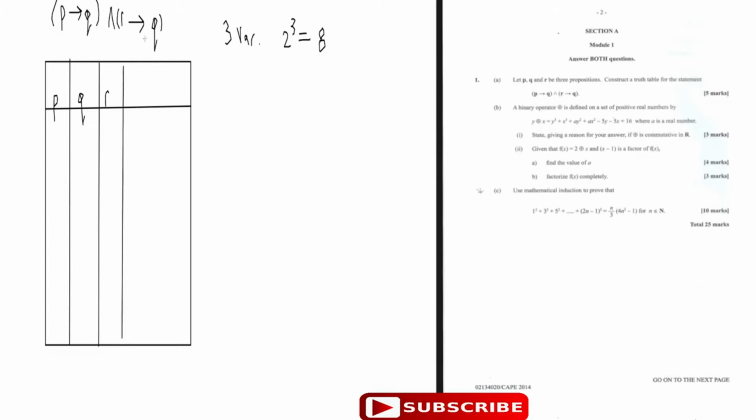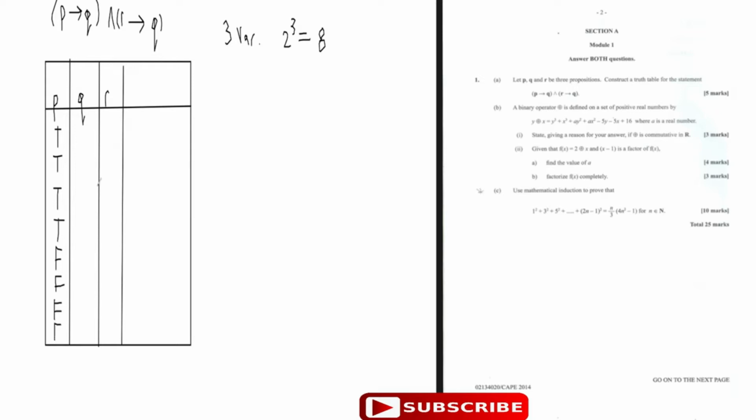So now let's put in the outcomes. We know that for P it's going to be 4 true and 4 false. You can write the 4 true first, then the 4 false. You don't have to use true and false. You can use ones and zeros. A lot of people like to use ones and zeros, 1 representing true and 0 representing false.